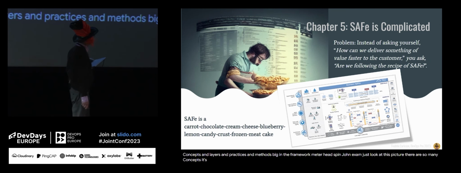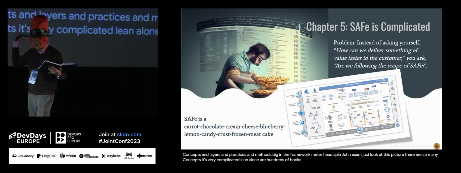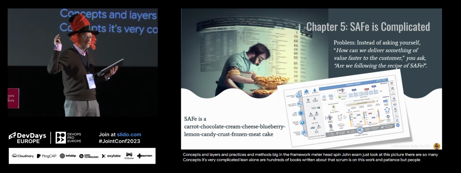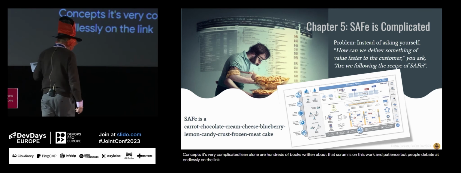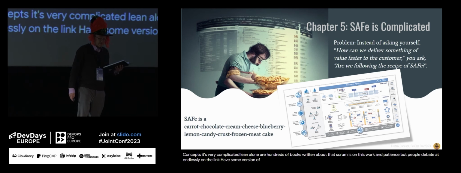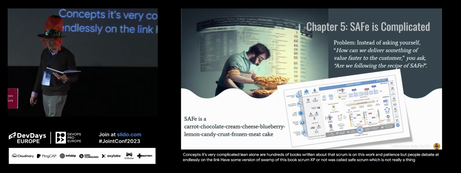It's very complicated. Lean alone, there are hundreds of books written about that. Scrum is only 14 pages, but people debate that endlessly on LinkedIn. And SAFe has some version of Scrum that is called Scrum XP, or now it's called SAFe Scrum, which is not really the same. This is very confusing to me.